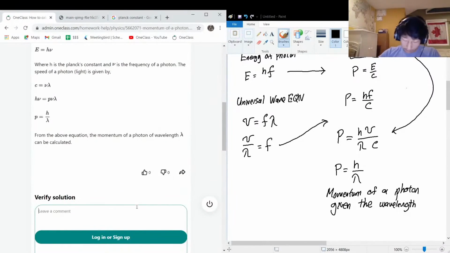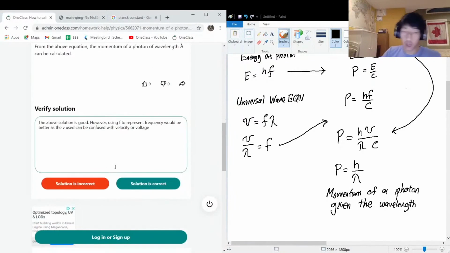So the above solution is good. However, using f to represent frequency would be better, as the v used can be confused with velocity or voltage. Okay, groovy.